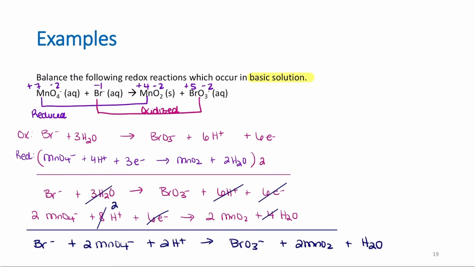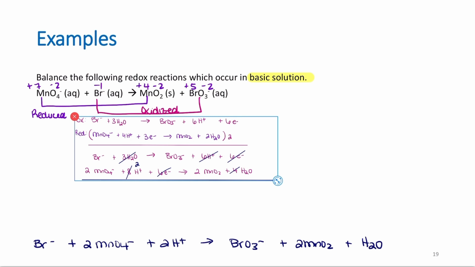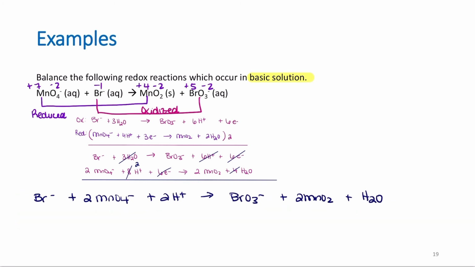So this is not correct because I cannot have H plus under basic conditions because it just won't exist. We spent enough time on acid-base chemistry this semester that you should know you will not have H plus existing in basic conditions. So what we do is add enough hydroxide to the reaction mixture to get rid of those hydrogens. I'm going to add 2 OH minus to each side of the reaction.